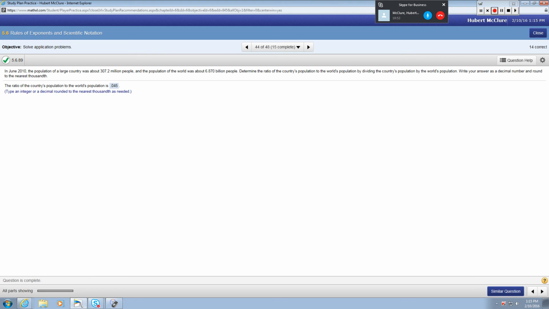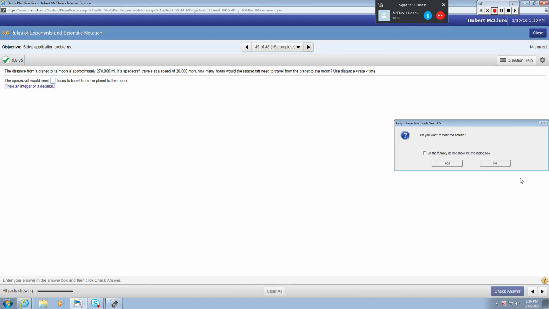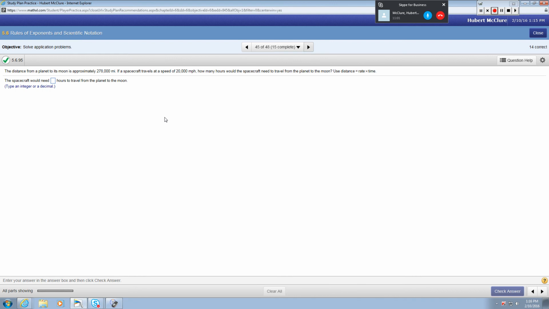Okay, we got that one right. So let's go to the next one. Let's see what the next one says. All right, this is the one we did the other day. I'm going to redo it. It says the distance from planet A to the moon is 278,000 miles. The distance from Anderson to Greenville is 50 miles. If you travel at 50 miles an hour, how long does it take you to get to Greenville?